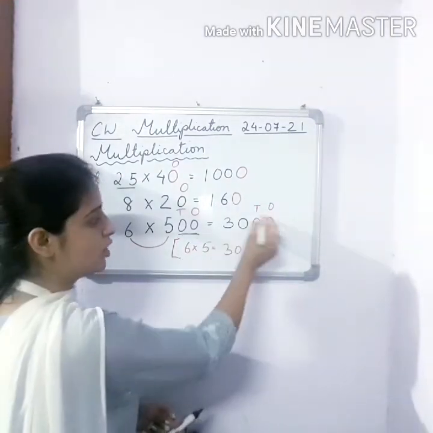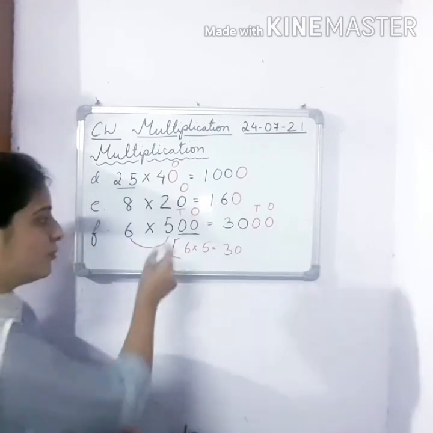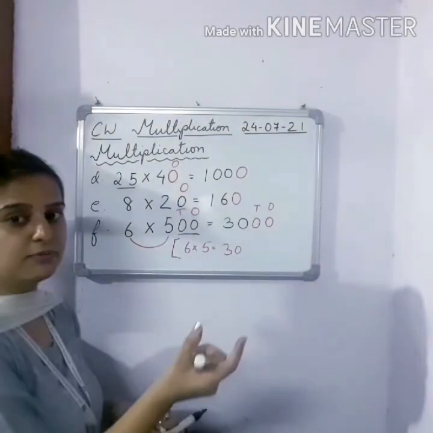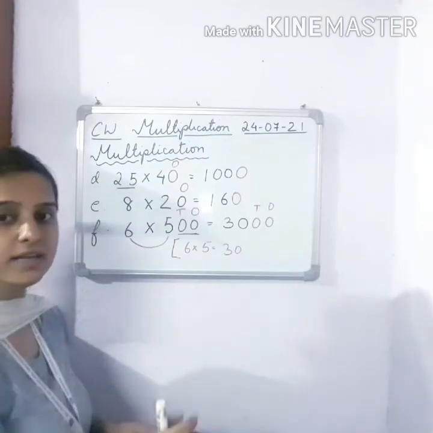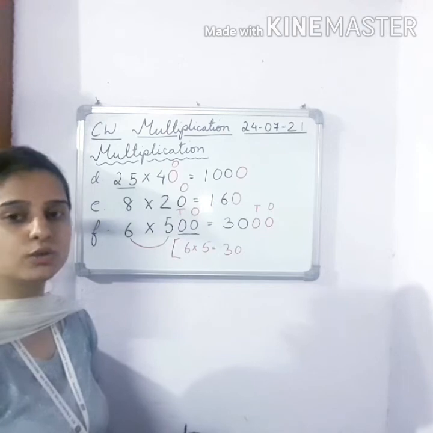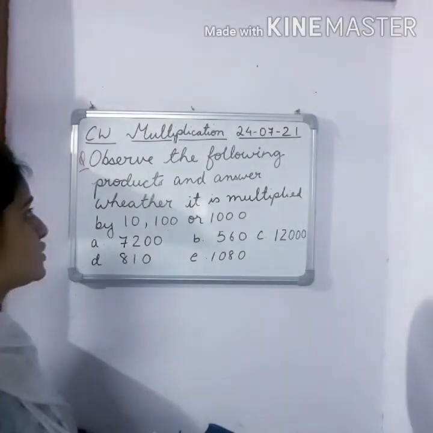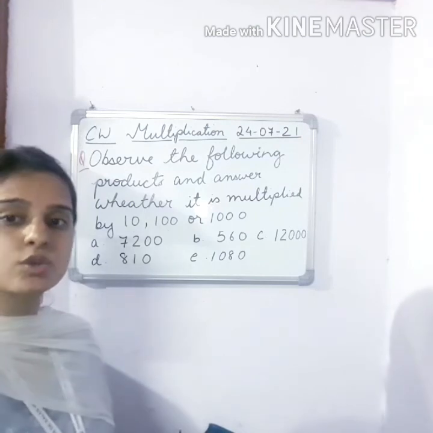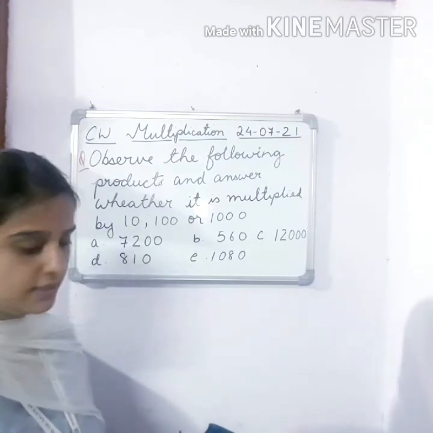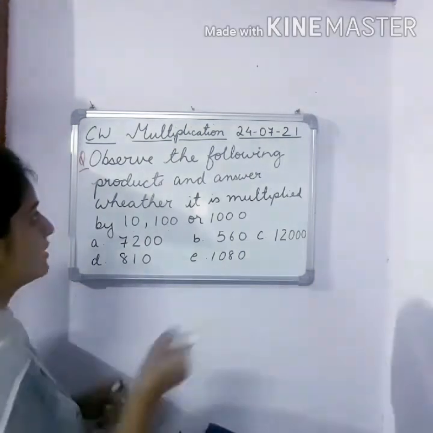So what product we get here? 3000. No matter how big a number you multiply with, children, it doesn't matter. Follow this technique. You will be able to multiply the numbers very easily. So children, let's do this question. Think over this question and try to answer. We'll discuss the answer to this question in our next class.